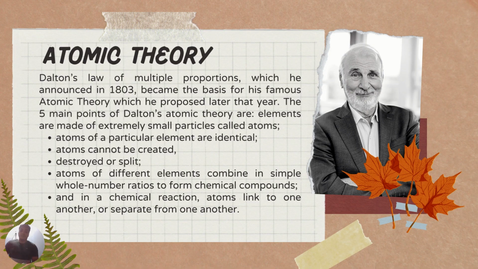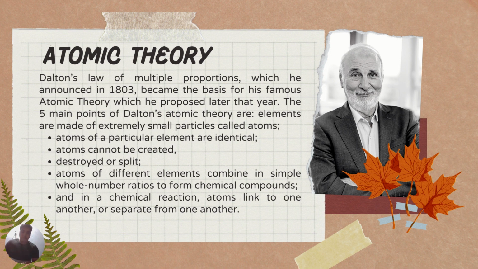John Dalton's contribution: atomic theory. Dalton's law of multiple proportions, which he announced in 1803, became the basis for his famous atomic theory, which he proposed later that year. The five main points of Dalton's atomic theory are: elements are made of extremely small particles called atoms.